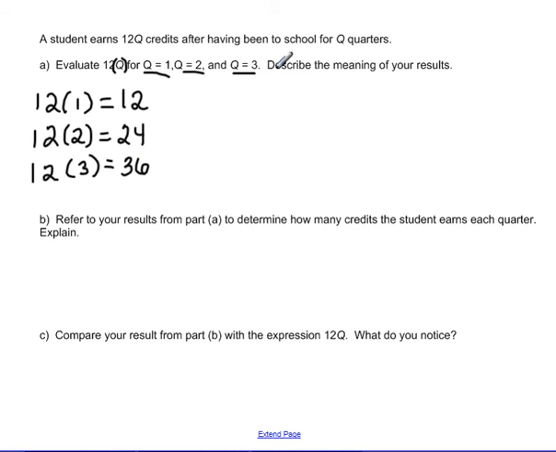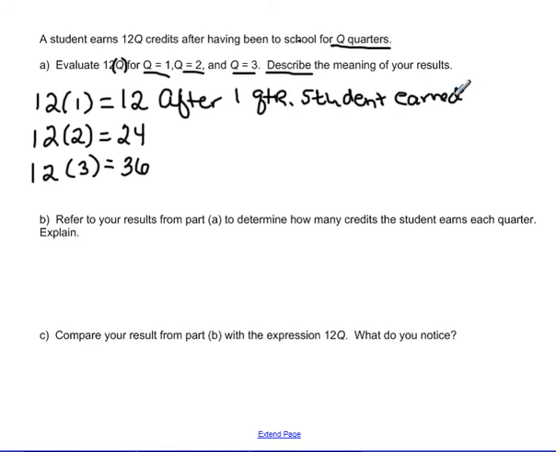Now we don't get to stop there because they asked us to describe the meaning of the results. So let's see what this is talking about. Notice that these values were changing here. That was my value of Q. What did Q represent? Q is the number of quarters that the student has been in school, right after having been to school for Q quarters. So we could say after 1 quarter, that was my first one, the student earned how many credits? Well, the student had earned a total of 12 times Q, so that's where that 12 came in. So after their first quarter, they'd earned 12 credits.